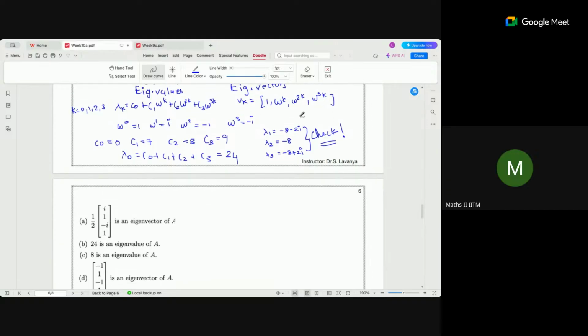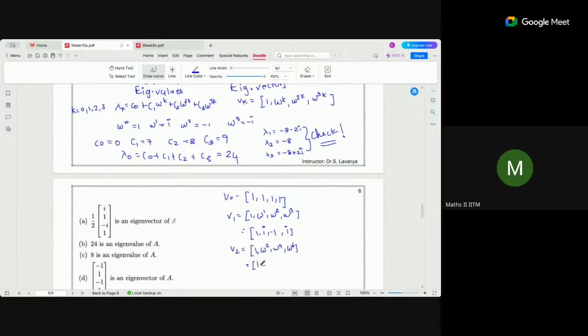So compute the eigenvectors. What is V naught? V naught is obviously 1, 1, 1, 1. What is V1? 1, omega power 1, omega power 2 and omega power 3. So it means we should get 1, I, minus 1, minus I, right? And then V2 is 1, omega square, omega power 4 and then omega power 6.